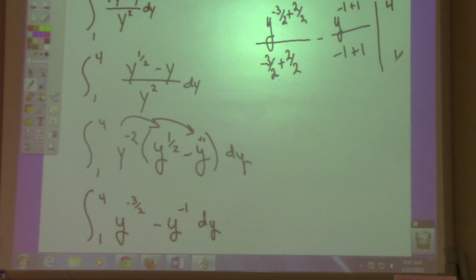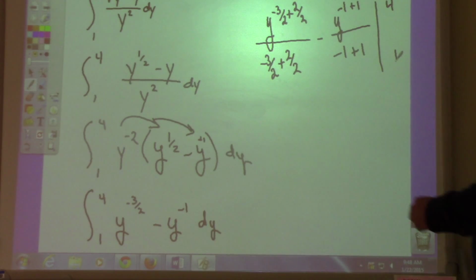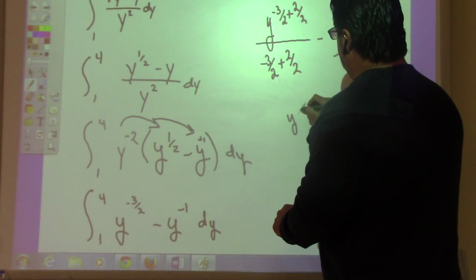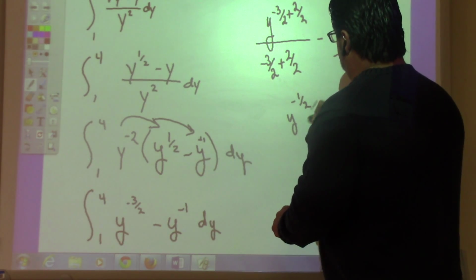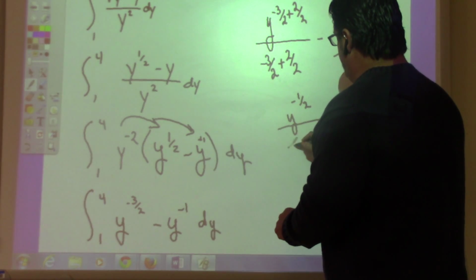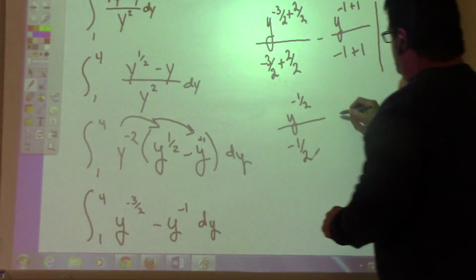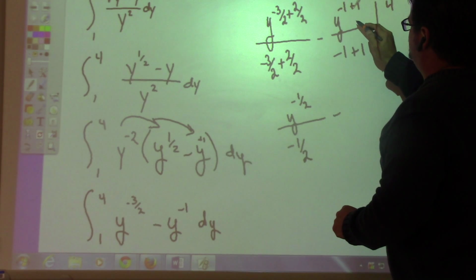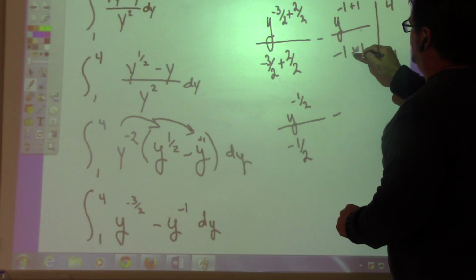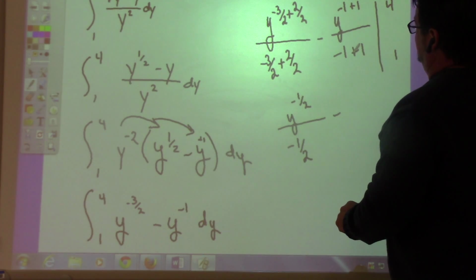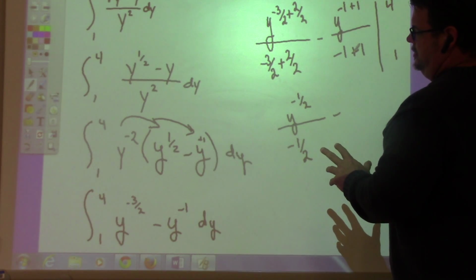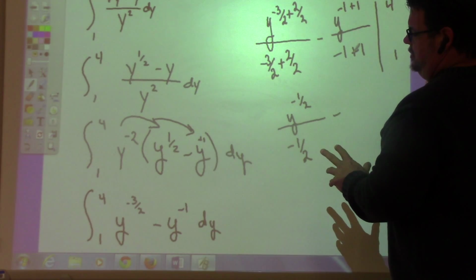So now we got to simplify all that mess. What's -3/2 plus 2/2? Negative 1/2 over -1/2, minus y to the 0 is what? 1 over what? 0? No, it's ln of y. It's the natural log, like when you take an antiderivative of y to the -1.